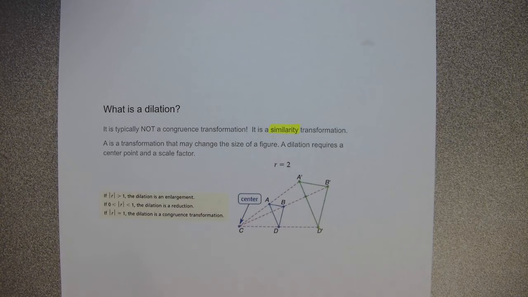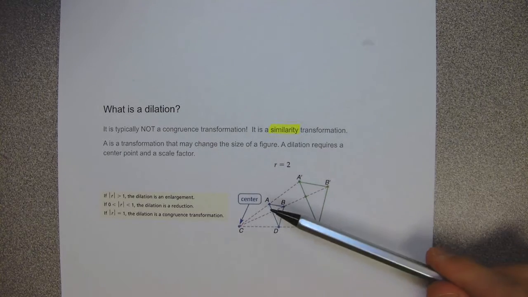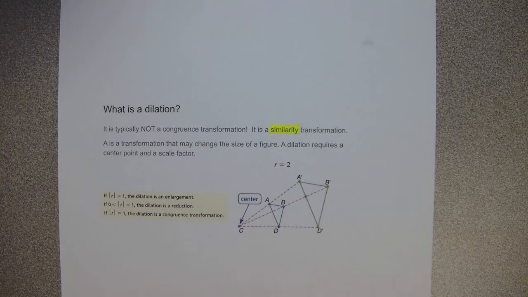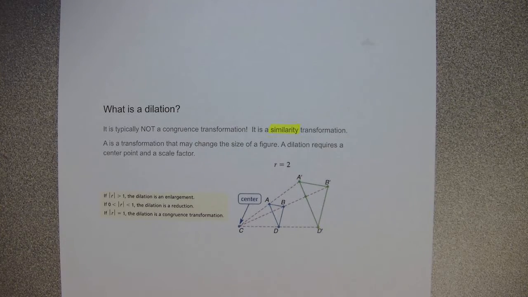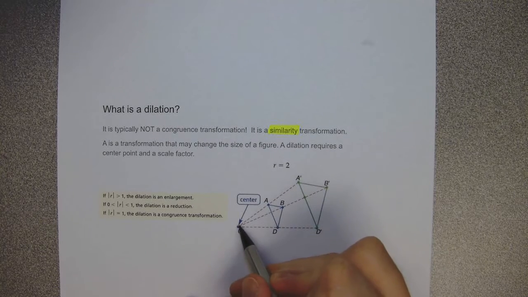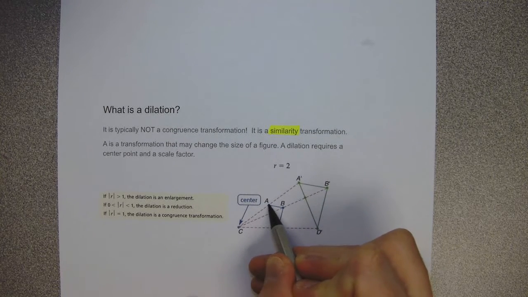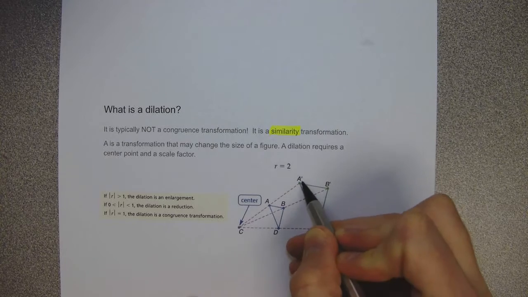We also need what's called a scale factor. Our scale factor is going to tell us how large or how small our image is going to be. So for example, if ABD is the original pre-image and we've got A prime, B prime, and D prime here, that's our new image. Our scale factor in this case would be a 2. Notice the distance from C to A is only half as far as it is from C to A prime. In other words, we've doubled the distance.